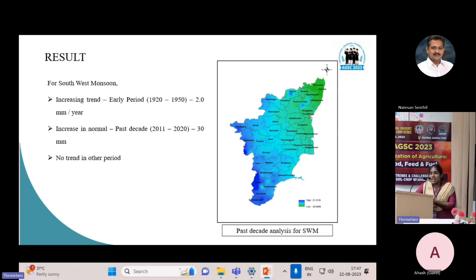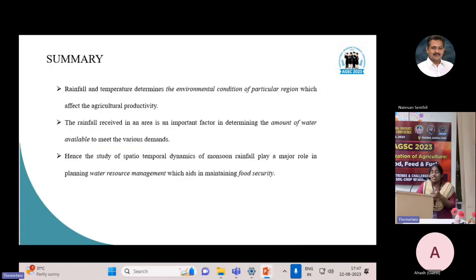The result shows that for the southwest monsoon, there is an increasing trend during the early period, which is 2.2 mm per year. For the past decadal analysis, it doesn't show any trend, but there is an increase in normal rainfall by about 30 mm during the southwest monsoon.